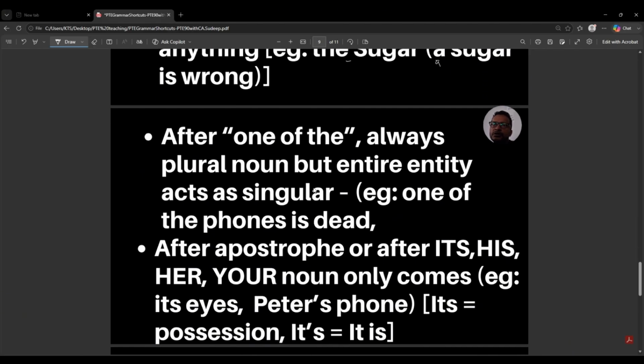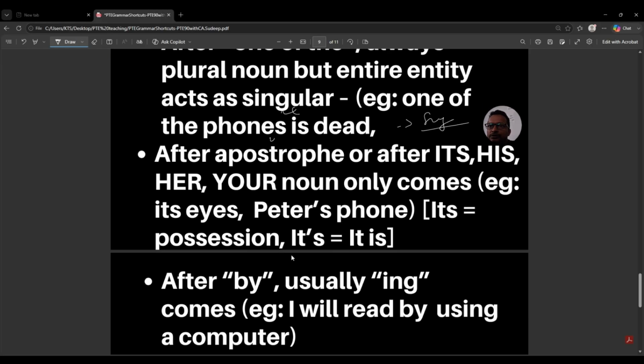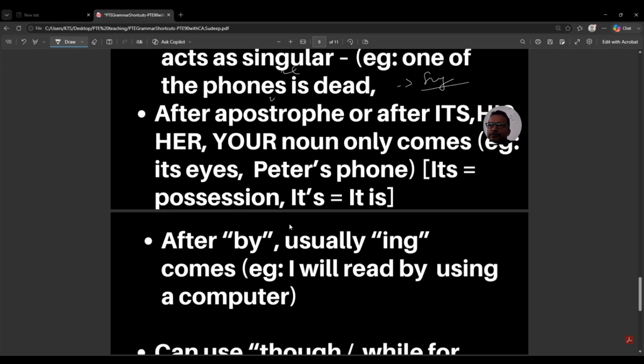After one of the, always a plural noun, but the entire entity is singular. For example, one of the phones is dead, one of my friends is very handsome, right? One of the houses that I used to live in is very near to the church, something like that. So one of the always comes with a plural noun, but the entire entity is treated as singular.